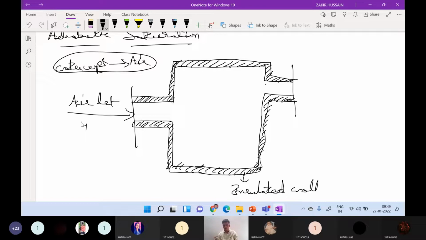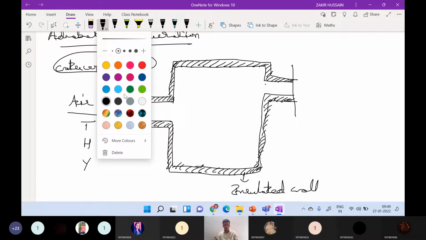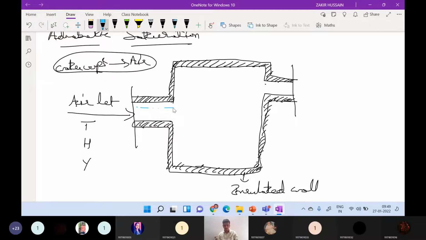Air will have a temperature T, an initial humidity H, and an initial mole fraction of water vapor Y. Then what happens inside? Whenever air flows from the inlet into the chamber, the entire chamber will be occupied by the air, because there is no restriction for the air. Air will be everywhere inside the chamber.